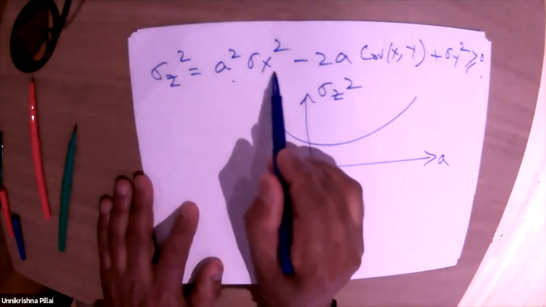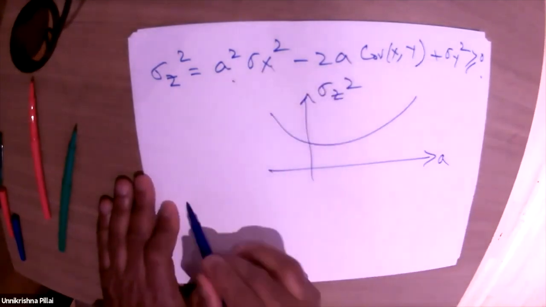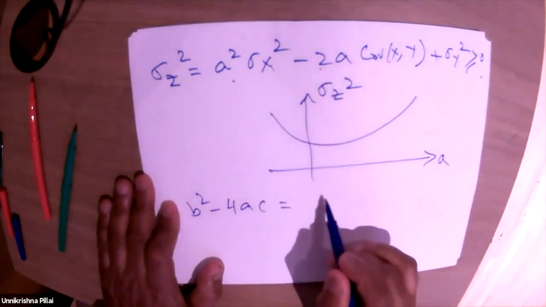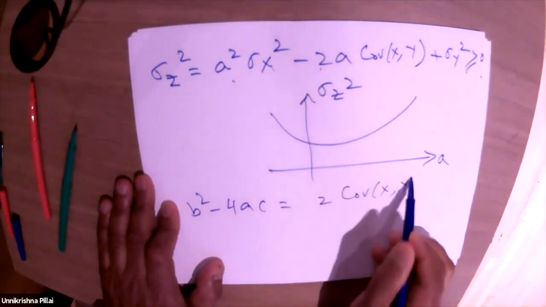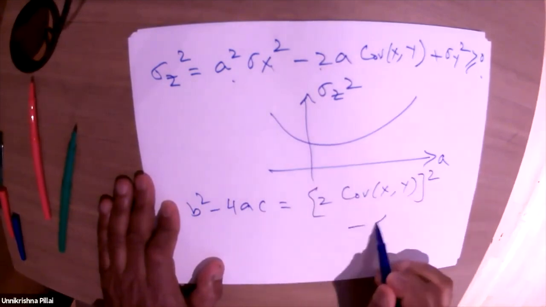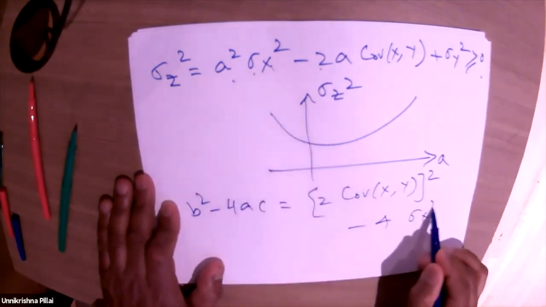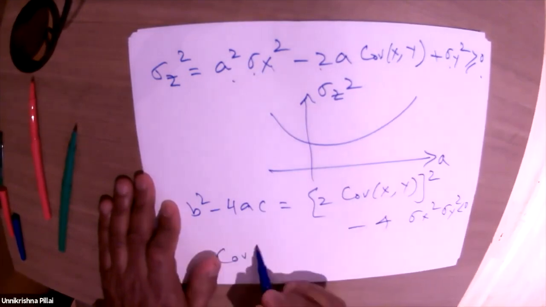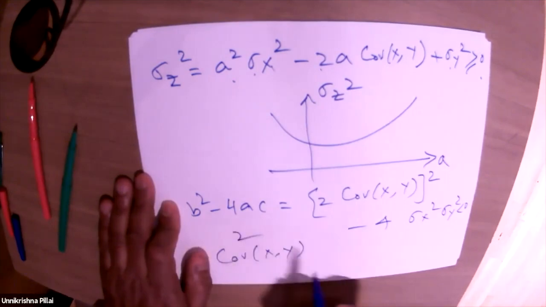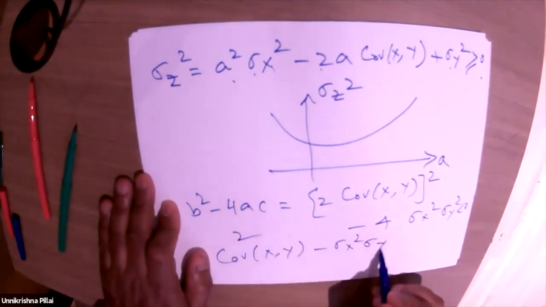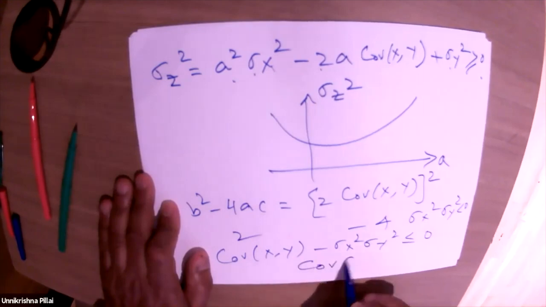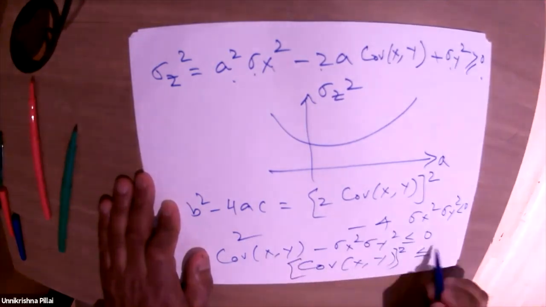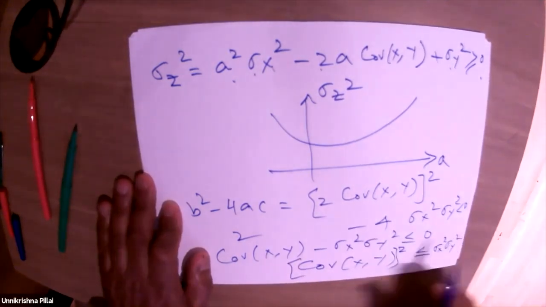Remember, this is your a coefficient. The discriminant is b squared minus 4ac. So what is B here? B is 2 covariance of x comma y, squared, minus 4. A is here, sigma x squared. C is here, sigma y squared. Must be negative. So that's the same as saying covariance of x comma y squared minus sigma x squared sigma y squared must be less than 0. Or covariance of x comma y squared is less than or equal to sigma x squared sigma y squared.